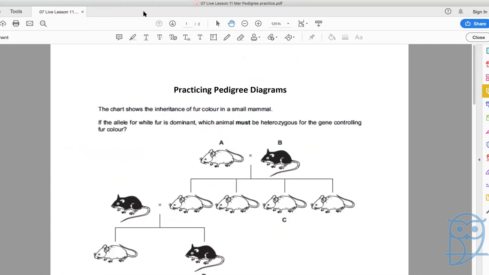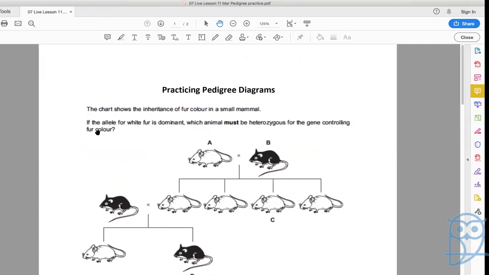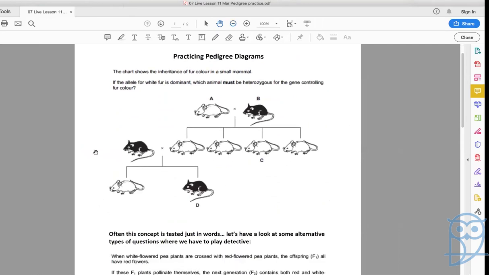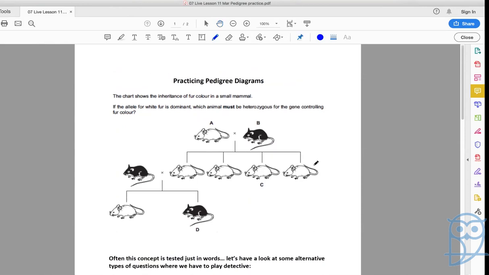So we should now be looking at a PDF. Let me just make it a size that I can see nicely with everything else. Okay, so we're going to do some practicing with pedigree diagrams. And this first one here, you see they haven't used squares and circles, they've actually used little mousies.